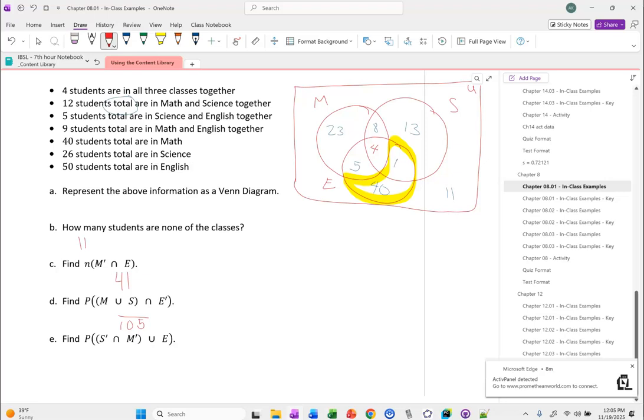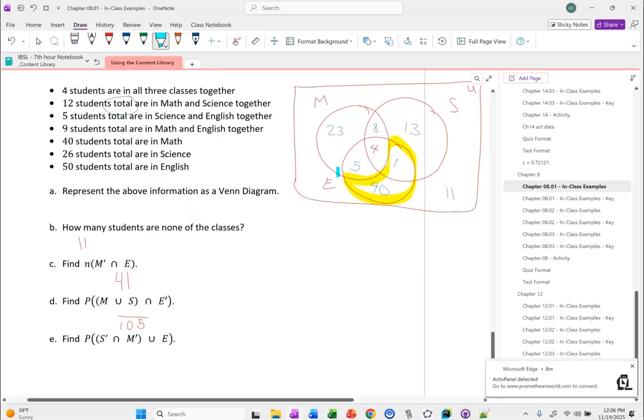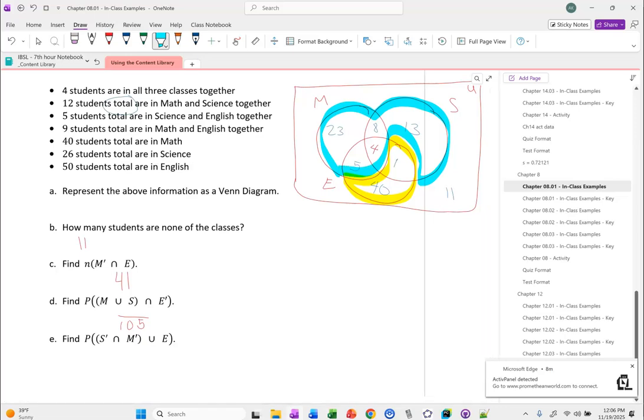All right, so let's figure out how many are in M union S intersect E complement. What's E complement? Everything that's not E, right? What's M union S? Everything in M or S, right? So we're looking at everything that's in M or S, but not in E. Does that make sense?